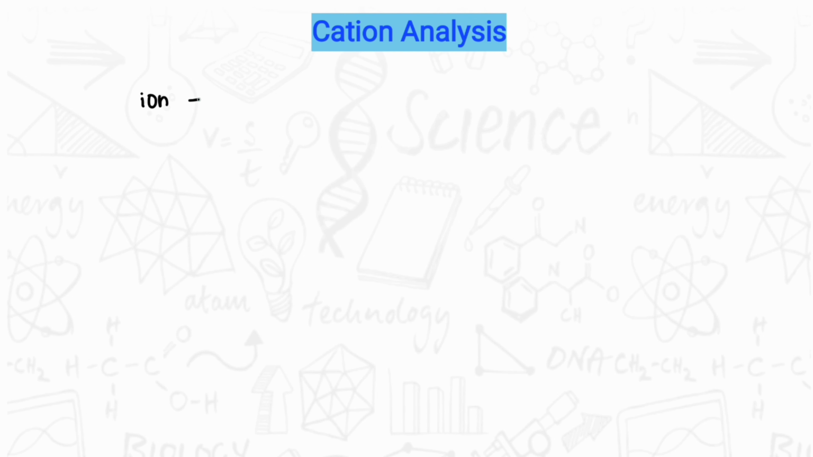Let's say we have an ion and then we add a reagent, and it will produce a product. This product can either be a gas, a precipitate, or even a color change.